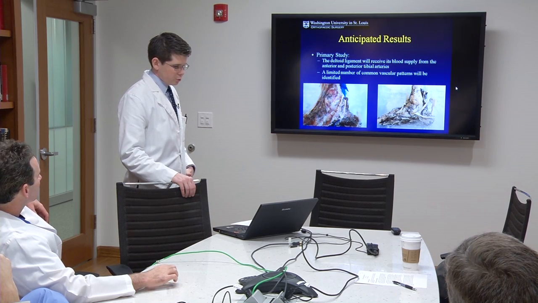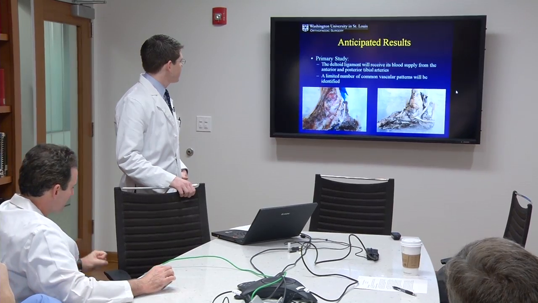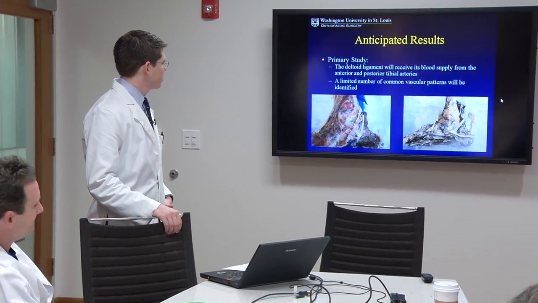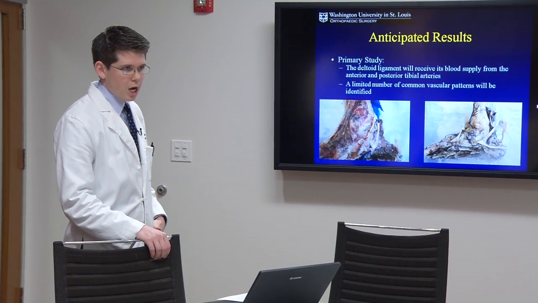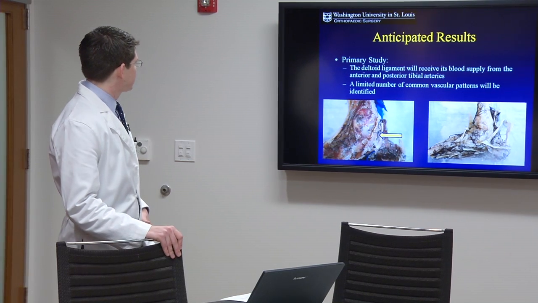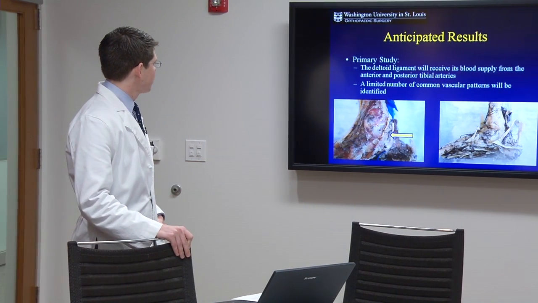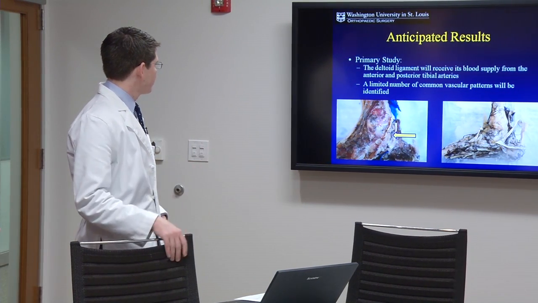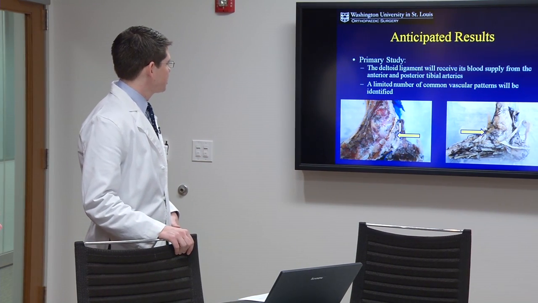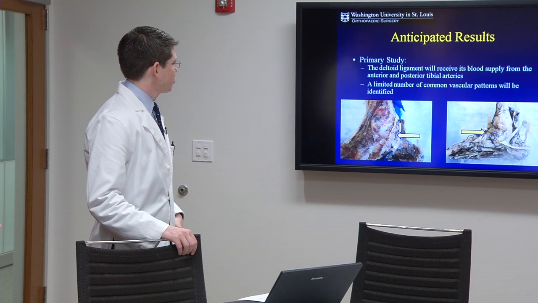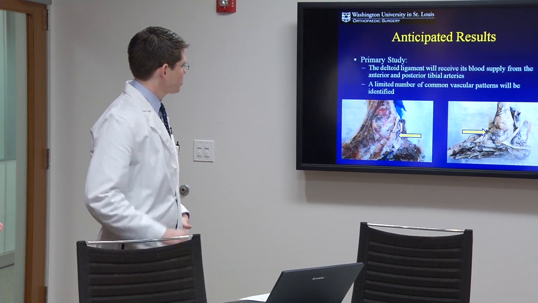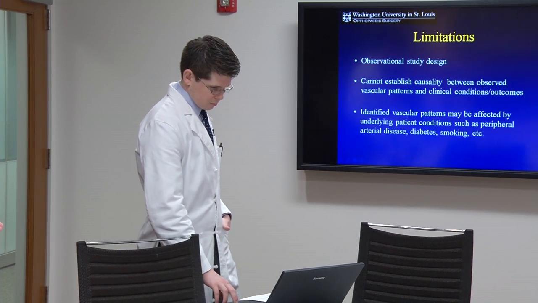So the deltoid ligament will receive its blood supply from the anterior and posterior tibial arteries, and like in the hypothesis, there won't be just one vascular pattern, but we anticipate that a limited number of common vascular patterns will become apparent. These pictures aren't the best, but this shows the posterior supply coming in on the posterior aspect of the deltoid, and then this is a pattern that we were seeing in the 4 specimens we did so far. It's 3 arterial branches coming from the anterior tibial and its continuation in the dorsalis pedis artery, tracking in anteriorly into the deltoid ligament.